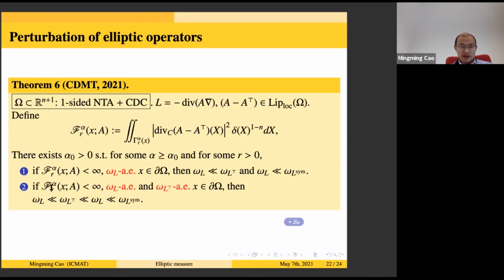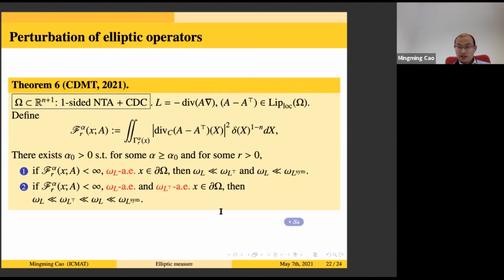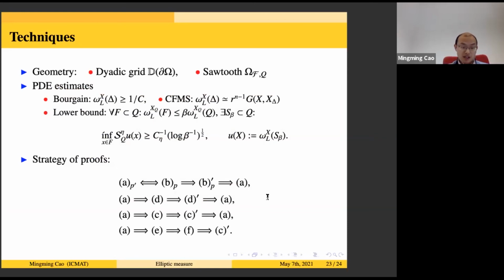The second conclusion is that if f alpha R is finite almost everywhere with respect to omega L and with respect to omega L transpose, then omega L and omega L transpose are mutually absolutely continuous, and omega L is absolutely continuous with respect to omega L sym. Okay, as we said before, the perturbation result is an application of the equivalence between A and C. That is, to get absolute continuity, it is sufficient to show the truncated square function is finite almost everywhere. Okay, so far we have formulated all of our results.